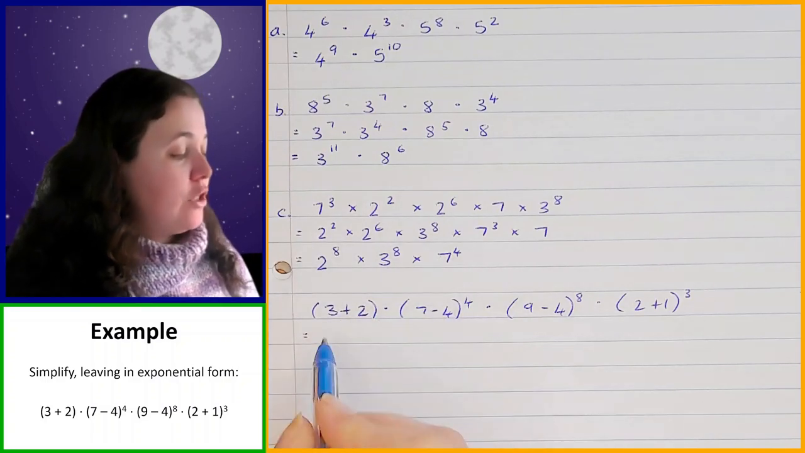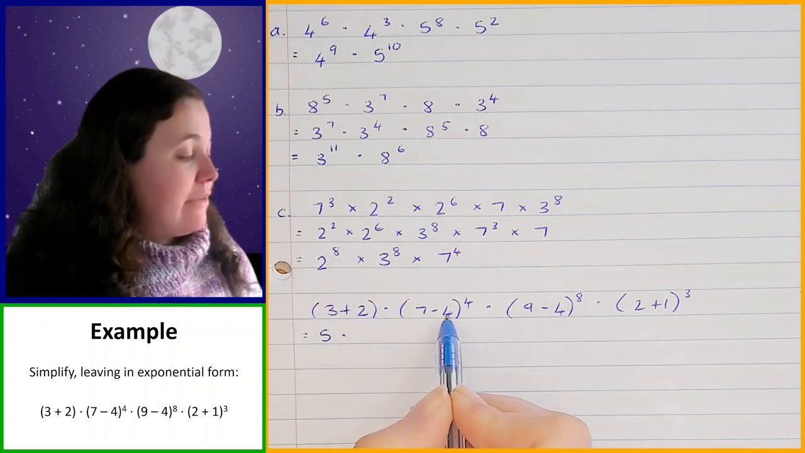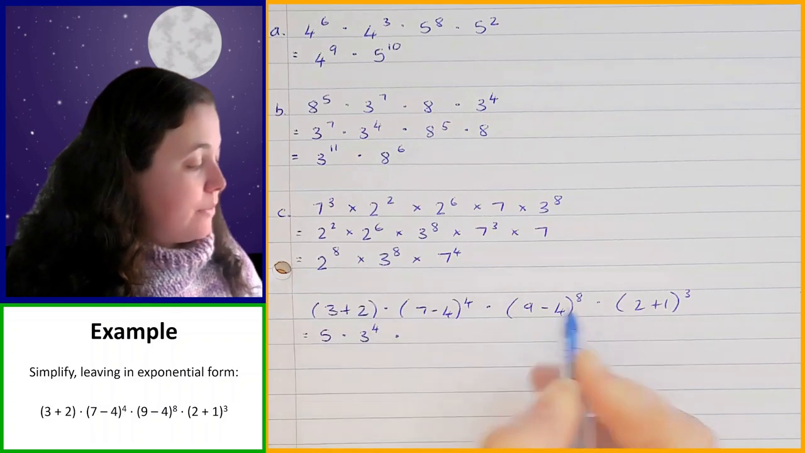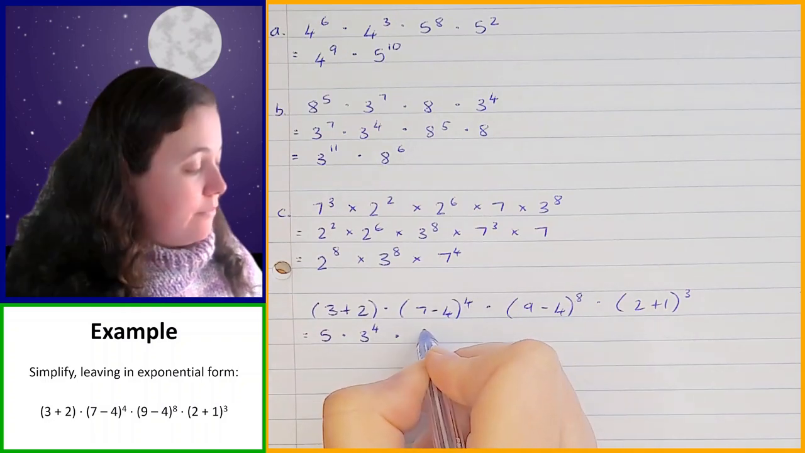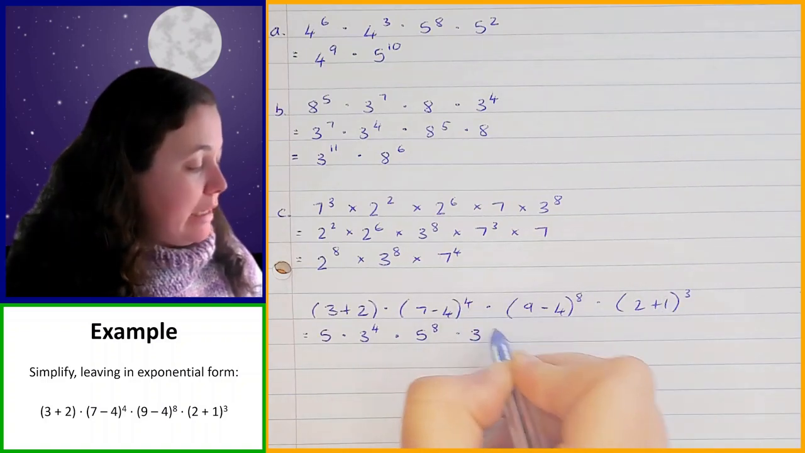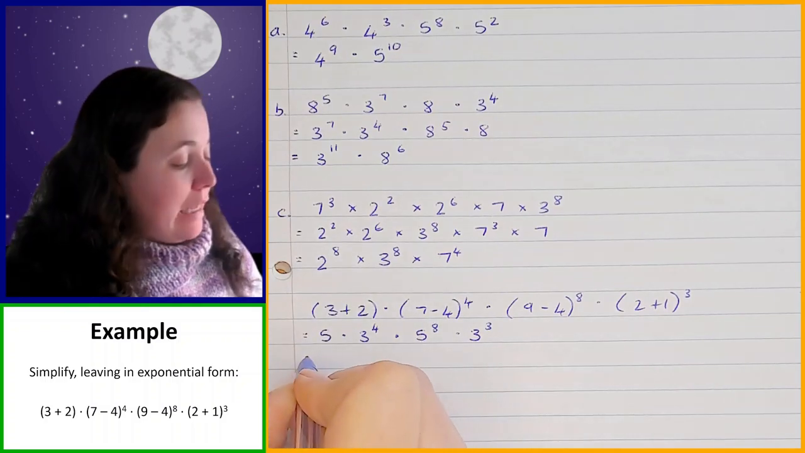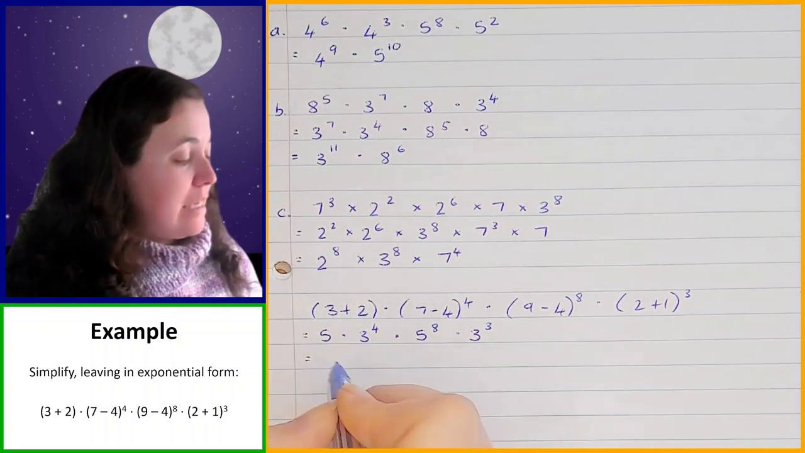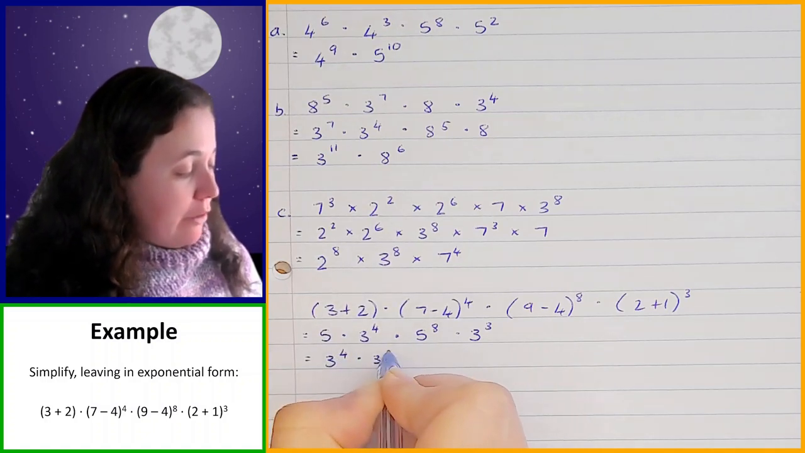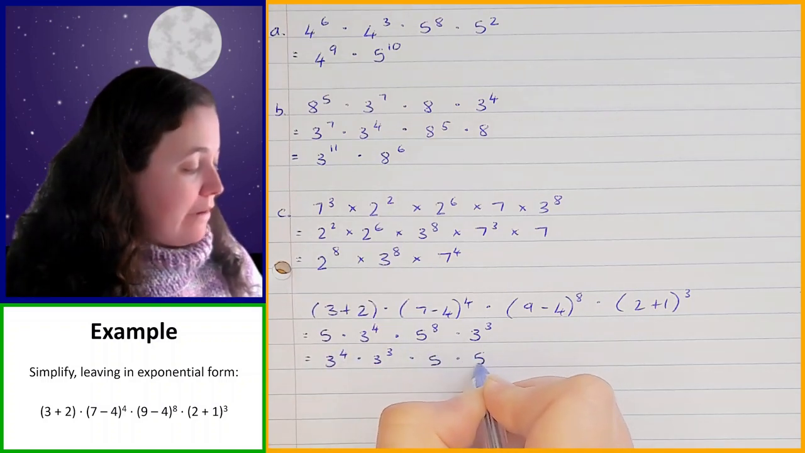Okay, so first I've got over here 3 plus 2, that gives me 5. Times 7 minus 4 is 3 to the power of 4. Times 9 minus 4 is 5 to the power of 8. Times 2 plus 1 is 3 to the power of 3. And now that I've got it like this, I can go and I can group them so that I have the same bases together. So I'm going to put the 3s first. So 3 to the power of 4 times 3 to the power of 3 times, and then my 5s. 5 times 5 to the power of 8.